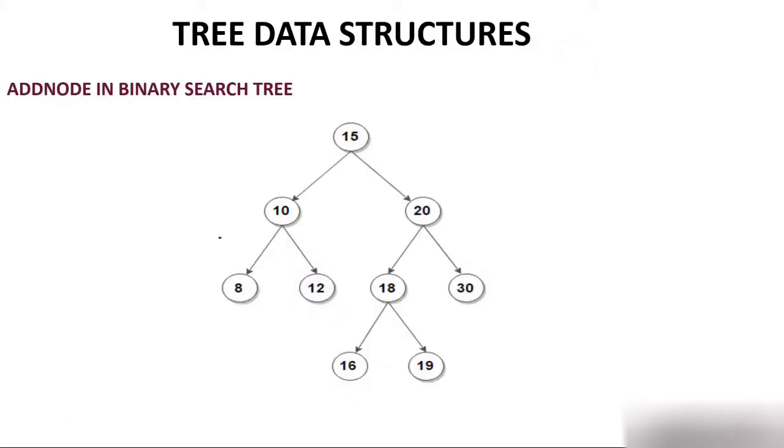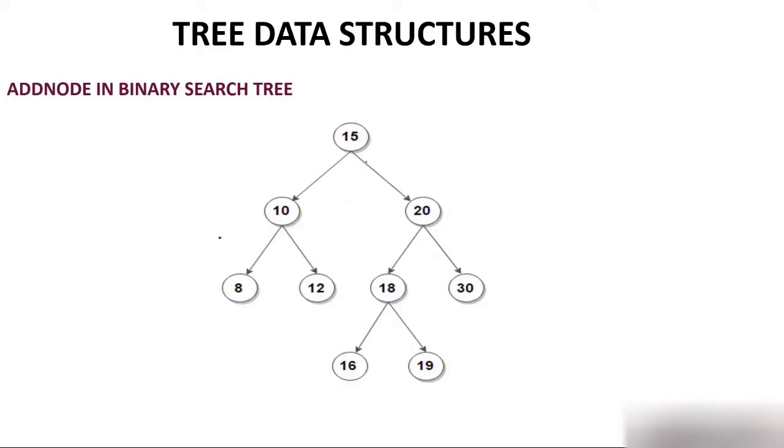Add a node in binary search tree. So there is a binary search tree. You can clearly see this is a binary search tree where every element which is left to root is less than root, every element which is left to 15 is less than 15, and every element which is right of 15 is greater than 15. Okay, so this is BST. Now your job is to add an element. How will you add an element?